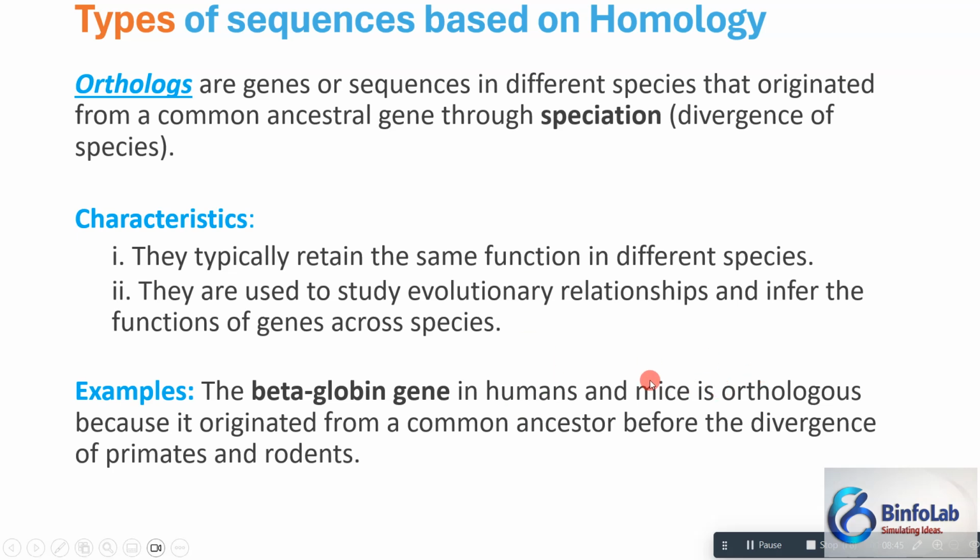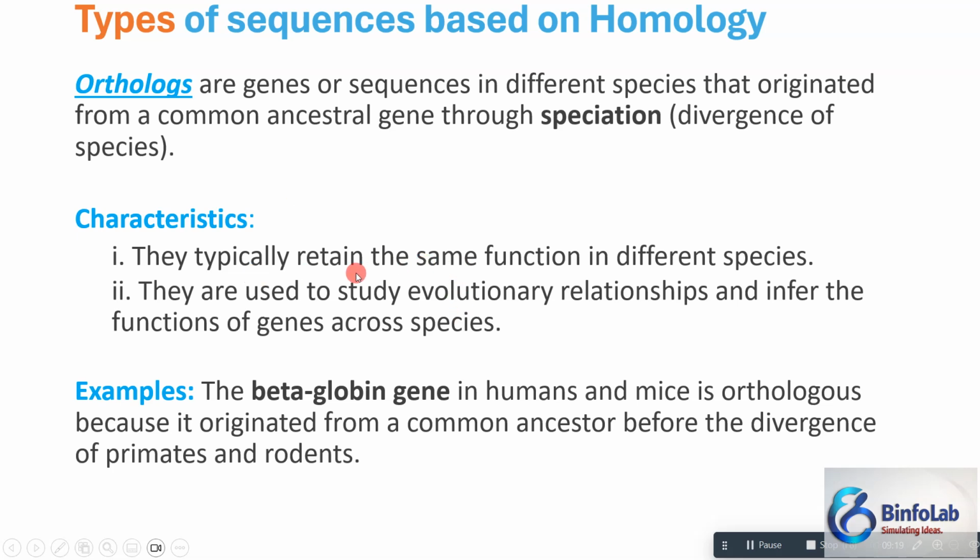For example, the beta globin gene is present in human and it is also present in mice. This is a classical example of orthologs, and it is believed that back in history it was a single gene present in rodents and primates, and later on it diverged or speciated into mice and human.